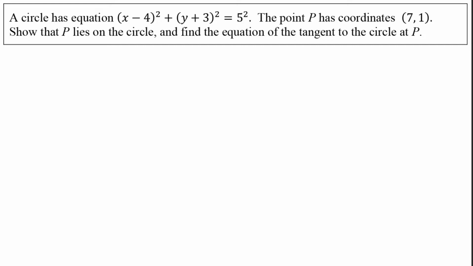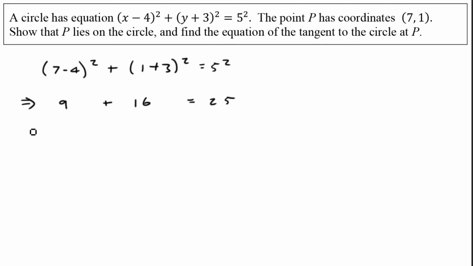Firstly, proving that the point P lies on the circle. One way this is very often done is by substituting the coordinates of the point P for x and y: (7 - 4)² + (1 + 3)² = 5², and then showing that we get what we would expect, 7 - 4 being 3 and 3² is 9, 1 + 3 is 4 and 4² is 16, 5² is 25, and indeed 9 + 16 is 25.